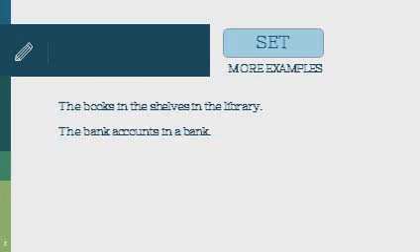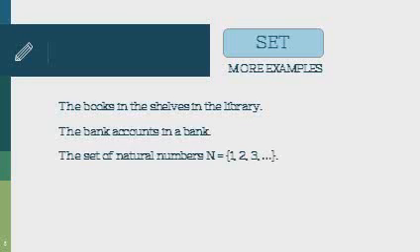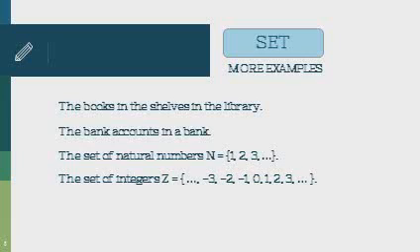Okay. The books in the shelves in the library. Yan. Yung mga another examples ng set. Applied example of set. The bank accounts in a bank. The set of natural numbers. When we say natural numbers, siyempre, it starts with 1 and so on. Infinite yan. Next, the set of integers z yan. Kalimitan kasi when it comes to set, na kapag nag-set builder notation tayo, ang ginagamit lang is variables. So, for n, that is natural numbers, and z is integers. So, when we say integers, that is the negative, 0, and the positive.